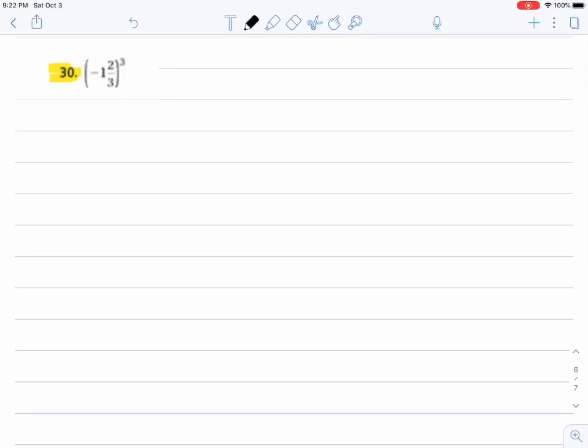Okay, for this one, this is -1 2/3 to the third power. So we are multiplying everything in the parentheses by itself 3 times. So this is what it looks like expanded.